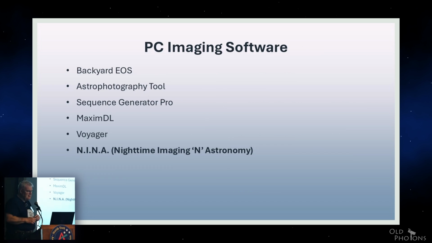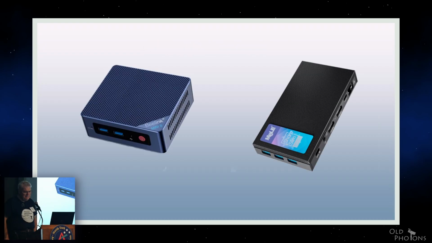So there's lots of PC imaging software. As I said, Backyard EOS is where I started. APT is used by a lot of folks. Sequence Generator Pro is a good system. Maxim DL, Voyager. And the one that I use is NINA. NINA stands for Nighttime Imaging 'N' Astronomy. Okay, so you need some kind of a PC if you're going to go that route. These are a couple of examples of mini PCs that people use to control a system.